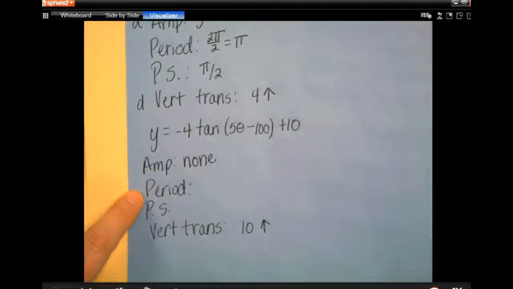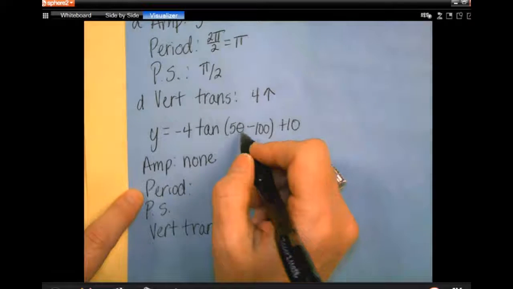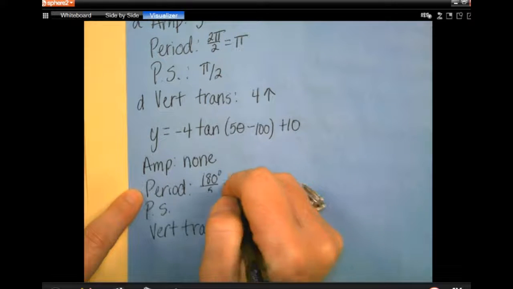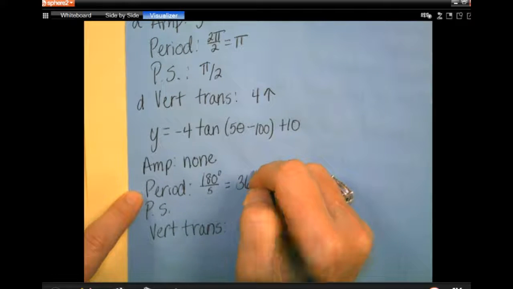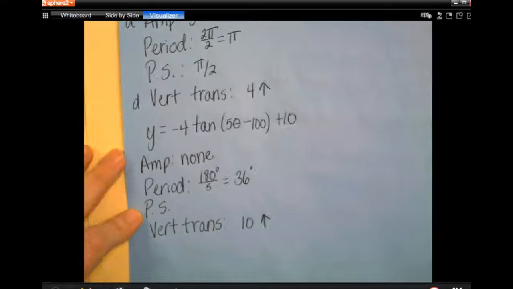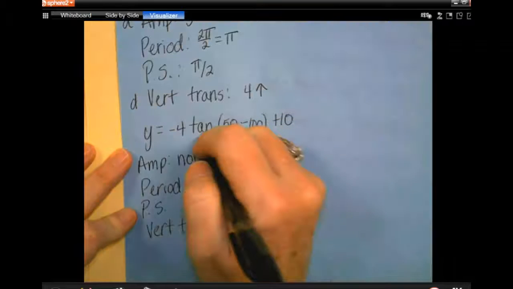Next is the period. And what's the period for tangent? 180. And I'm going to use 180 because it's theta. So the number in front of theta is 5, so it's 180 divided by 5. And I think, is that 36? Okay. So tangent is 180? Yes. So I have to factor out the 5.